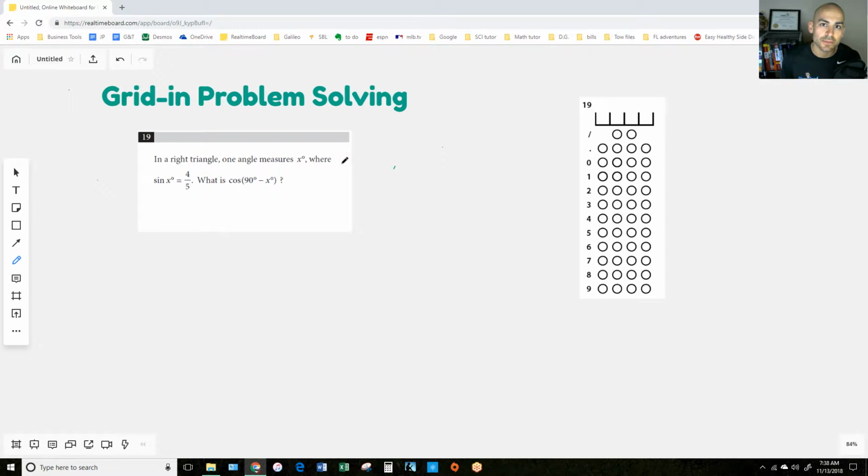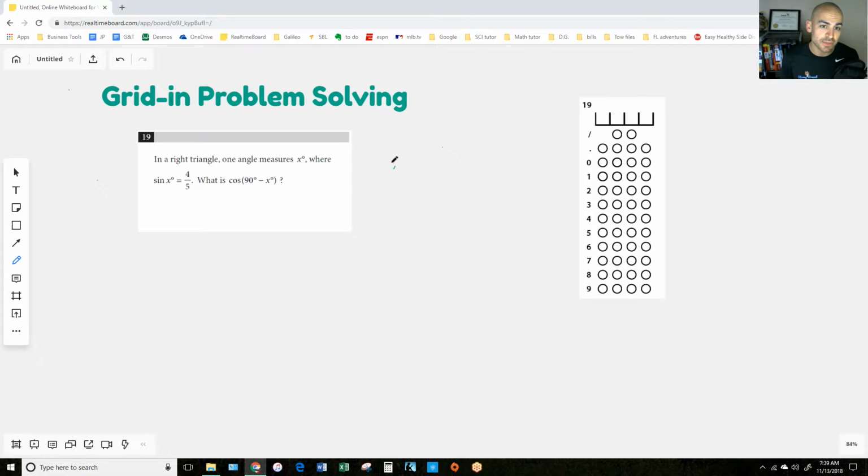Hello. In this video, we're going to go over grid-in problem solving that can show up on the no calculator exam, though a problem like this could very likely show up on both math sections of the SAT. In a right triangle, one angle measures x degrees, where sine of x equals 4 over 5. What is cosine of (90 degrees minus x degrees)?